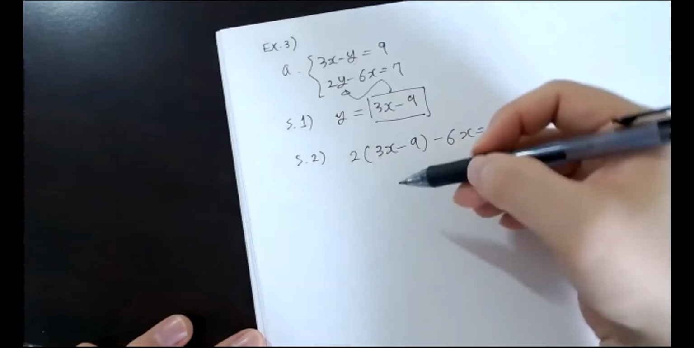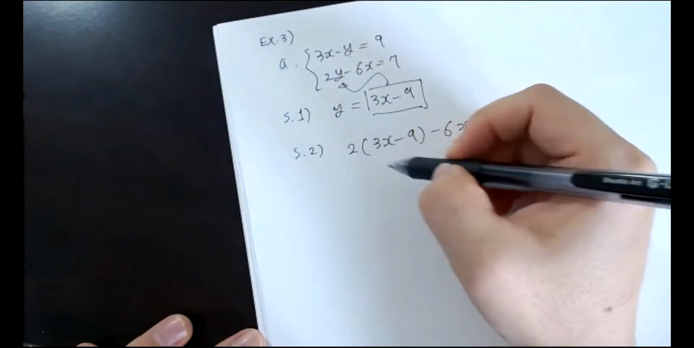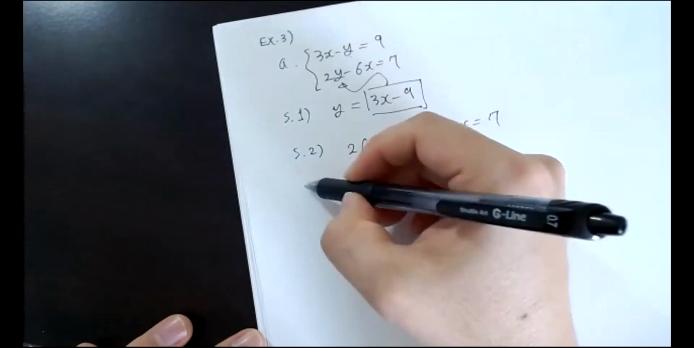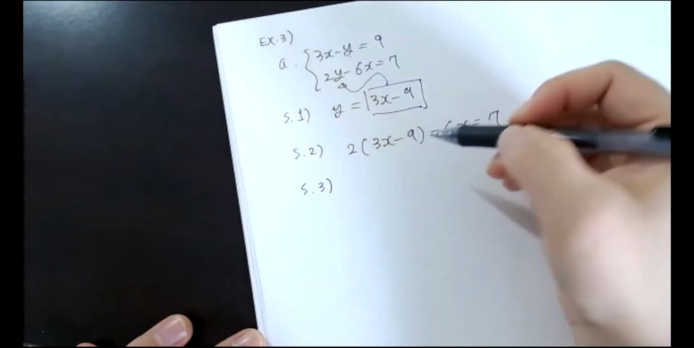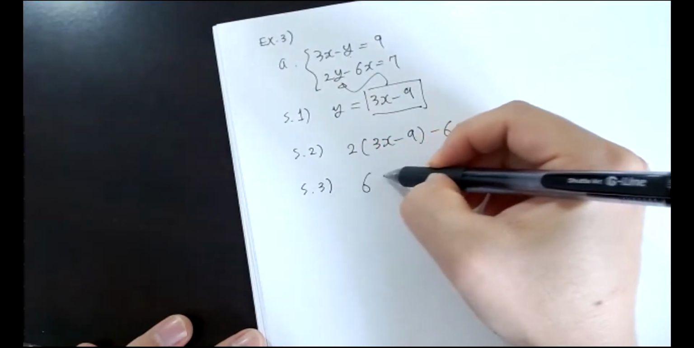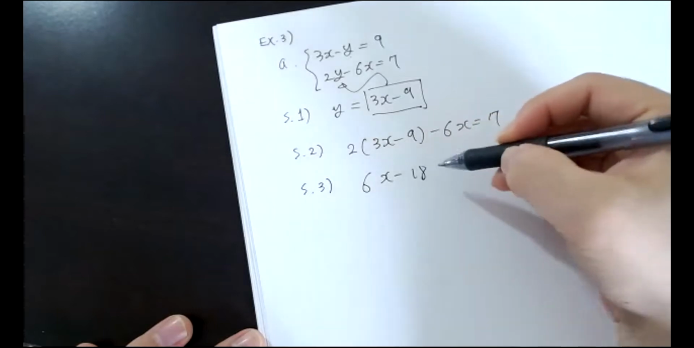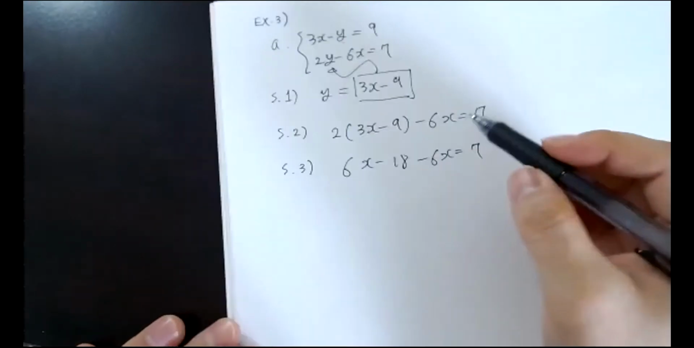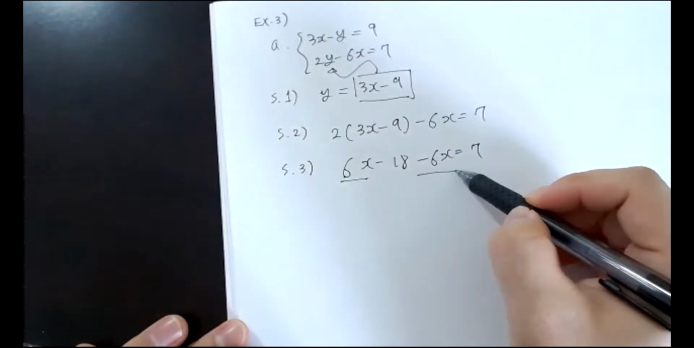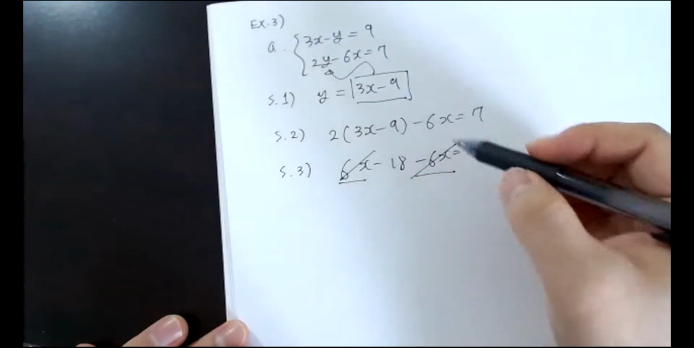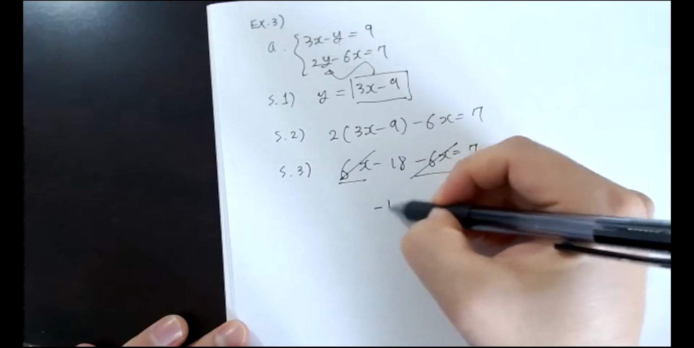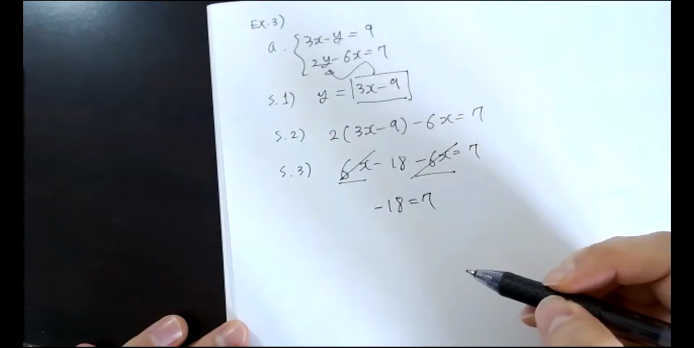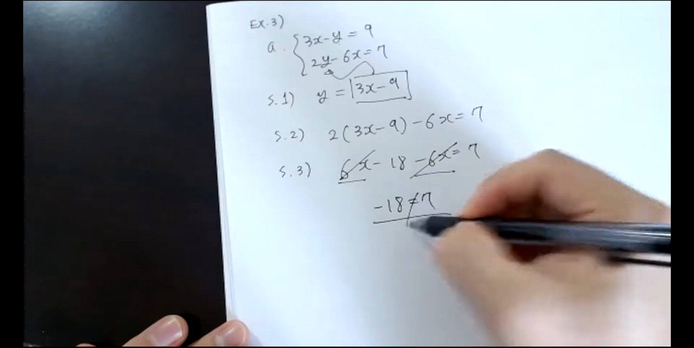Okay, so we get this step 3. So we got 6x minus 18 minus 6x is equal to 7. As you can see, 6x minus 6x is 0, right? And then we got negative 18 is equal to 7. But negative 18 equals 7 is not always true.